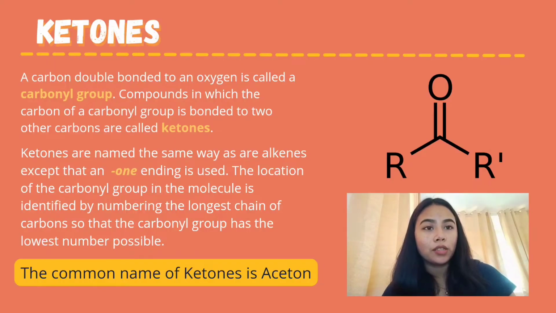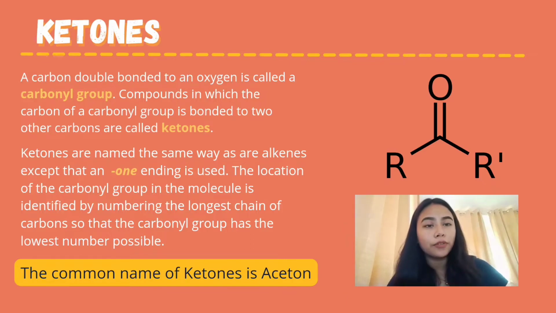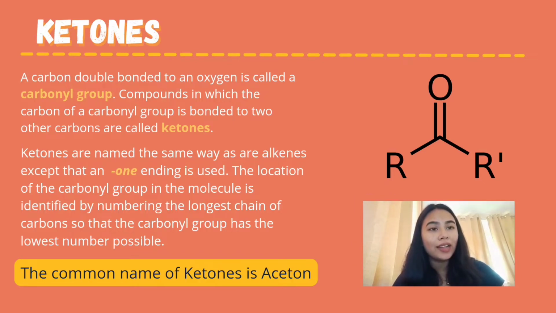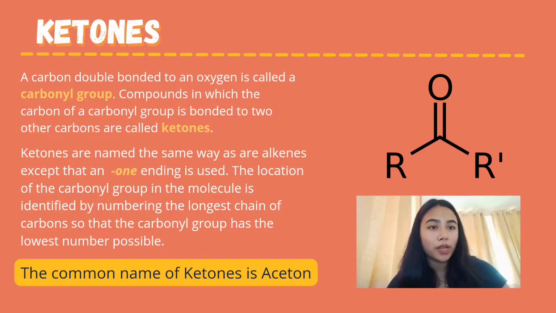A carbon double bonded to an oxygen is called a carbonyl group. Compounds in which the carbon of the carbonyl group is bonded to two other carbons are called ketones. The common name of a ketone is determined by naming, in alphabetical order, the alkyl groups followed by the carbonyl group, then adding the suffix -one. The location of the carbonyl group in the molecule is identified by numbering the longest chain of carbons so that the carbonyl group has the lowest possible number.